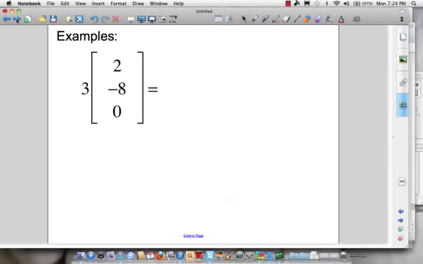If you're asked to multiply this matrix by 3, you're just going to multiply each and every entry by 3. So you're going to do 3 times 2 is 6, 3 times negative 8 is negative 24, and 3 times 0 is 0. So it's as if you're distributing the 3, or the scalar, over the entire matrix, and it scales the matrix up in this case, which is why it's sometimes called a scalar.